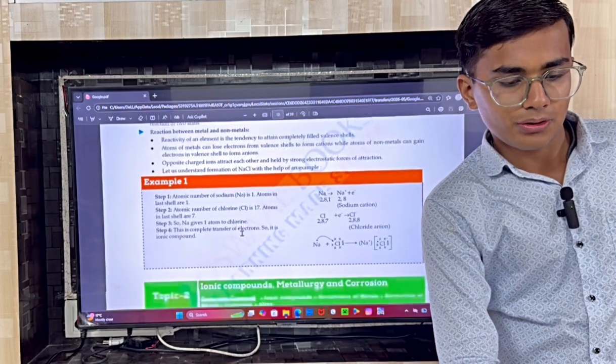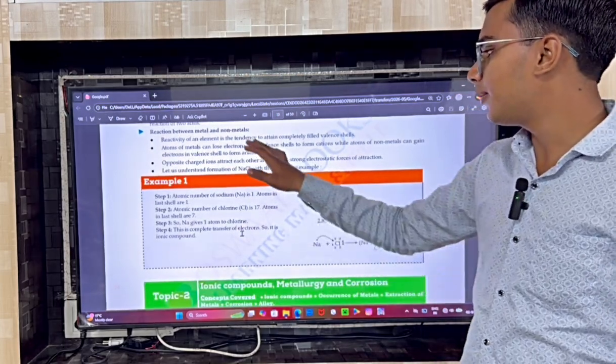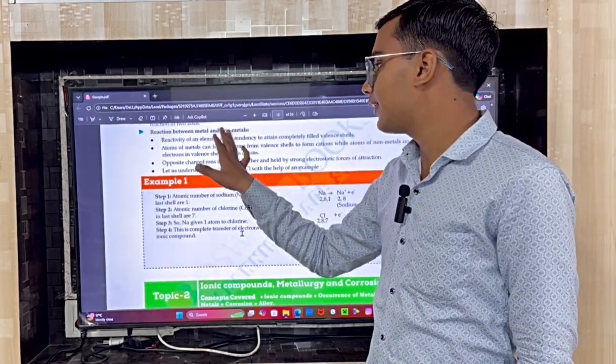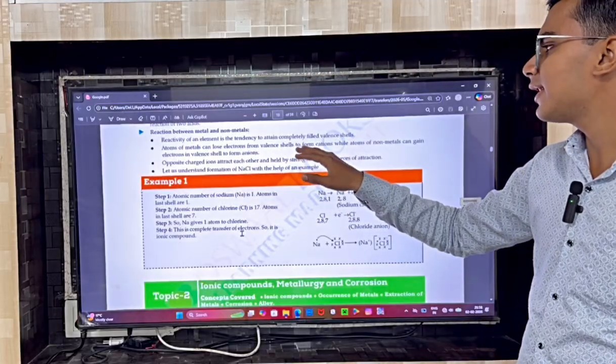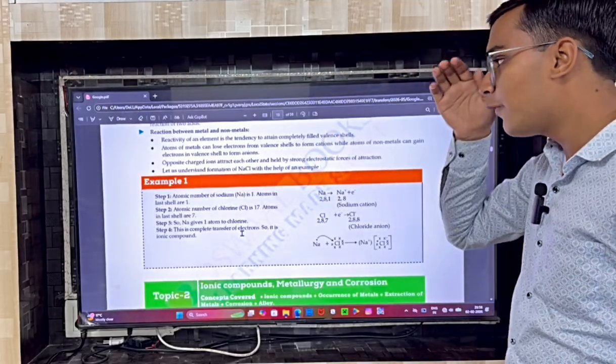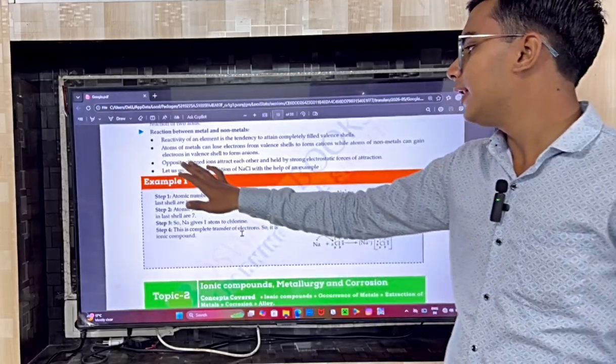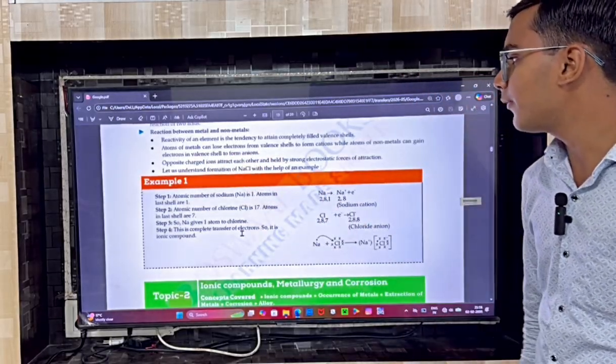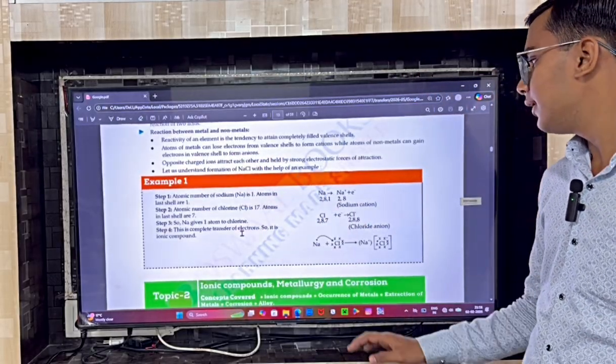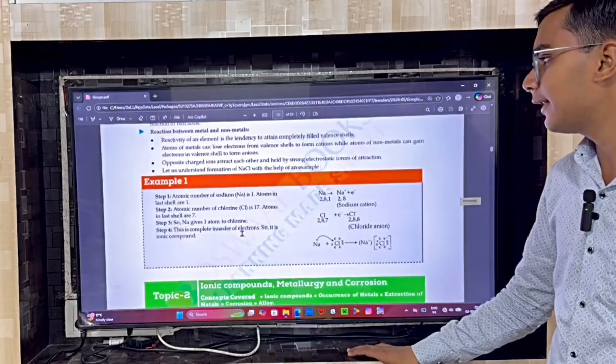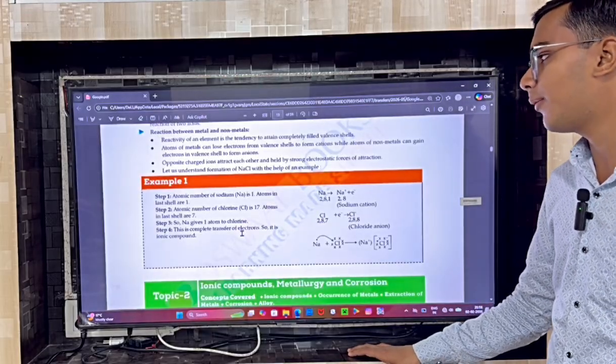Reaction between metals and non-metals. What are the reactions between them? Reaction of elements is the tendency to attain a completely filled valence shell. Valence shell electrons are filled completely in this. Atoms of metal can lose electrons from the valence shell to form cations, while atoms of non-metal can gain electrons in the valence shell to form anions.